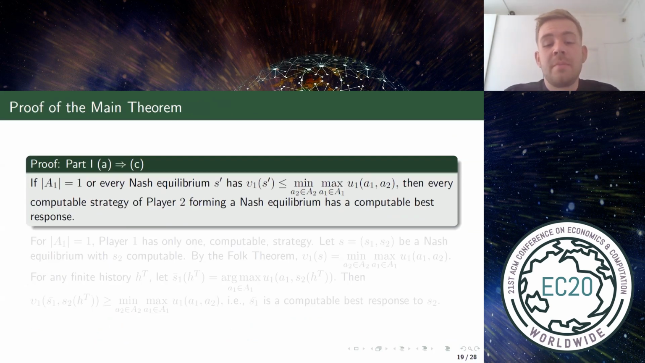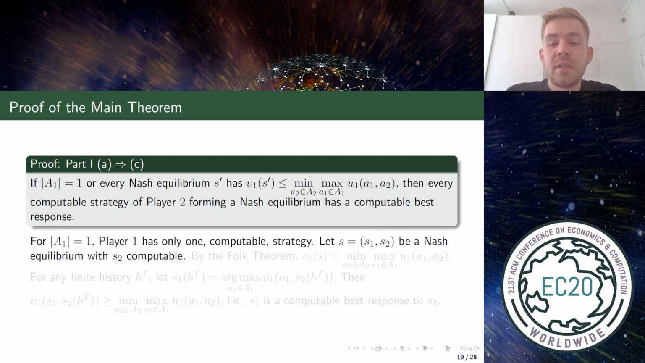We prove the first part by showing that the negation of condition C implies the negation of condition A. That is, we want to show that if player 1 has only one available action, or every Nash equilibrium gives player 1 at most his min-max payoff, then every computable strategy of player 2 forming a Nash equilibrium has a computable best response. That is, the game does not belong to the class C and E. Having only one action implies that player 1 has only one available strategy, which is clearly computable.